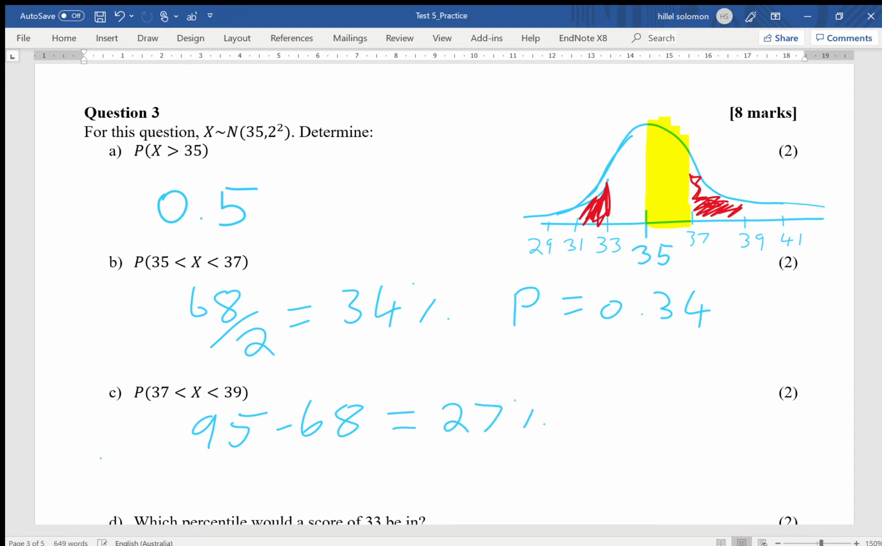27%. But the red on the right side is the only one we're interested in, so I need to do that 27% divided by 2, which gives me 13.5. So my answer is P equals 0.135.